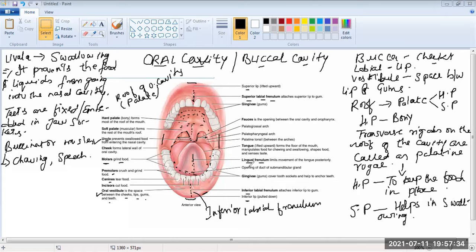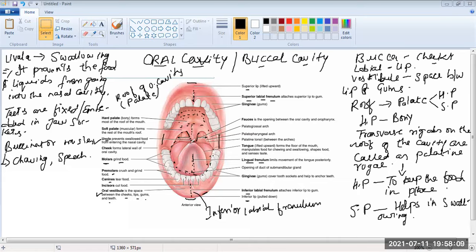Lingual means under the tongue, right? And frenulum is this fold, right? Which is made up of ligament. So basically, it's a ligament. And it connects the tongue to the floor of the oral cavity, and it limits the movement of the tongue posteriorly, right? Because it's a kind of connector, it will prevent the tongue from moving backwards. It limits its movement basically, right? So this is about the undersurface of the tongue.